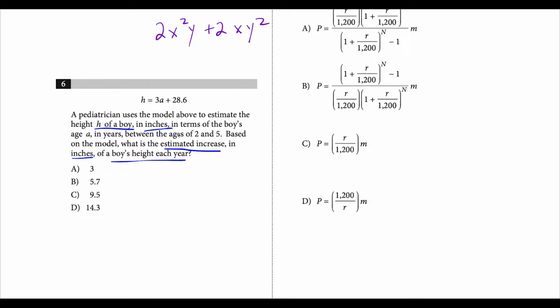So this is a lot like that cell phone question from before. What we're looking for is the estimated increase in inches of the boy's height each year. So we're looking for the rate, and the rate is the slope of the linear equation. The rate here is equal to 3. So that tells us that we're going to go with choice A.